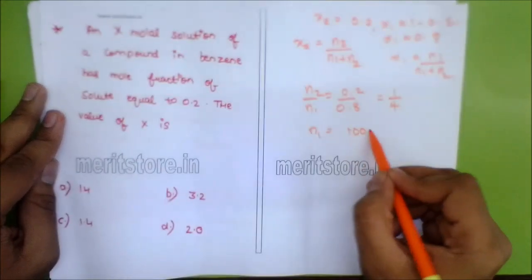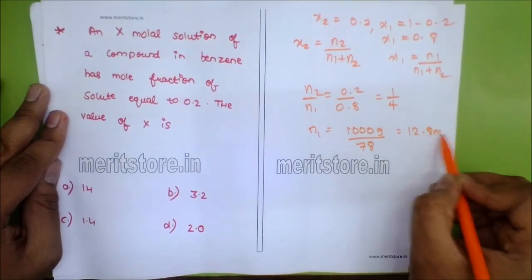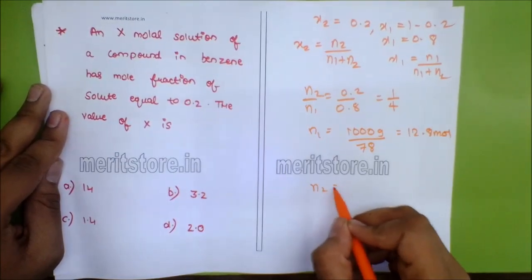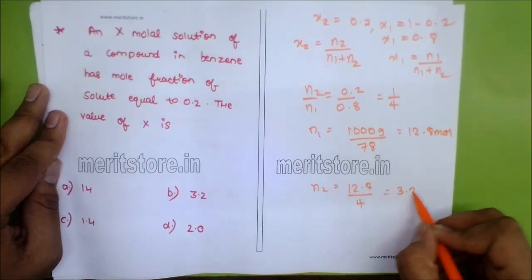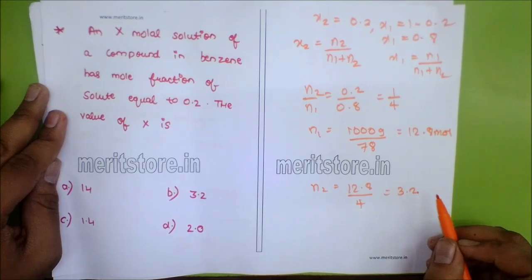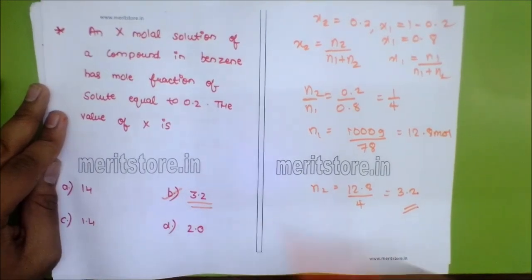N1 is equal to 1000 upon 78, which is 12.8 mole. N2 is equal to 12.8 upon 4, which is equal to 3.2. That is, molality is 3.2. So option B, 3.2 is the correct answer.